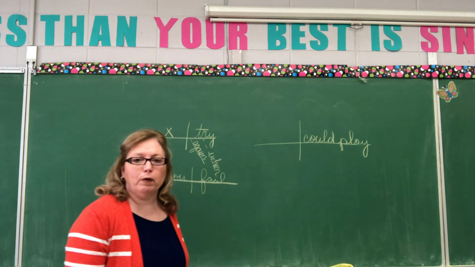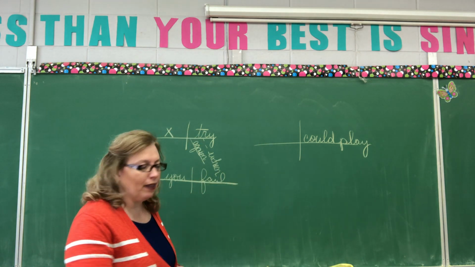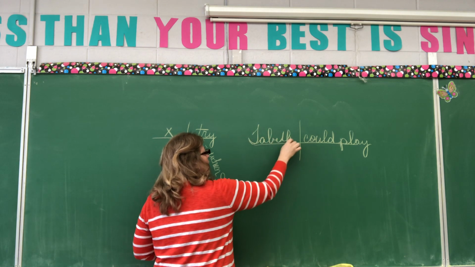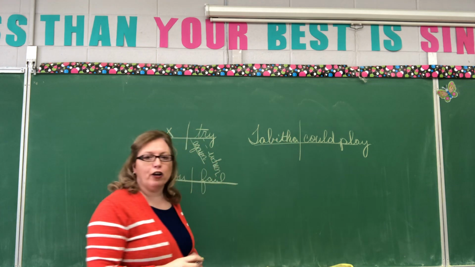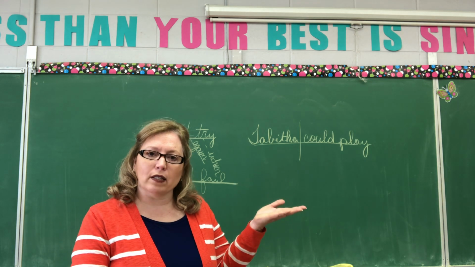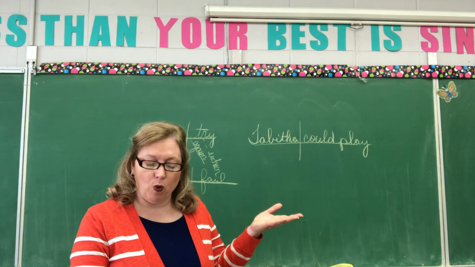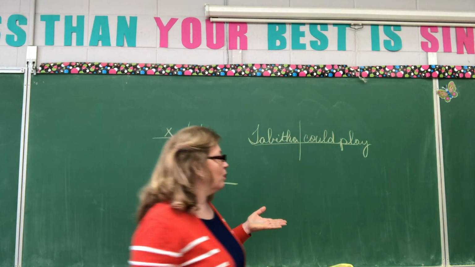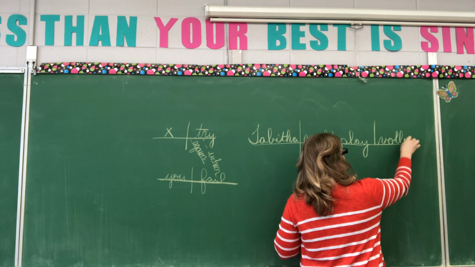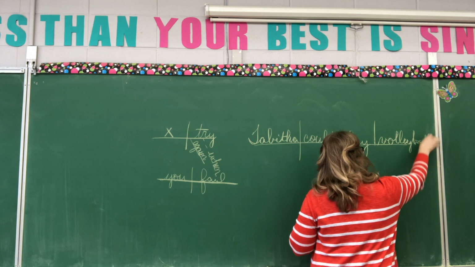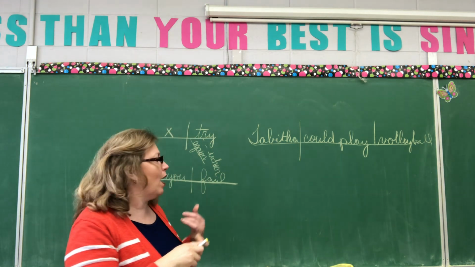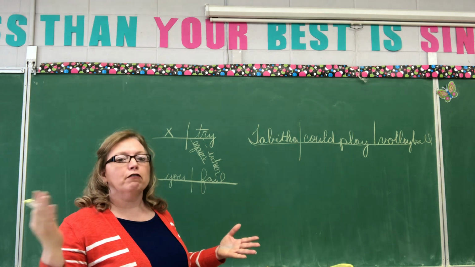Okay, so let's write could play. Who or what could play? It is Tabitha. Tabitha could play. Next, Tabitha could play what? She could play volleyball. What is volleyball? It's a direct object. Okay, why is it a direct object? Because my verb is action and it answers the question what? Tabitha could play what? Volleyball.